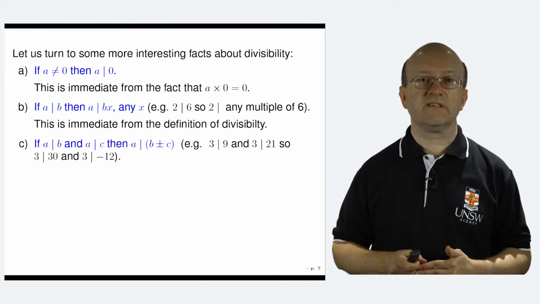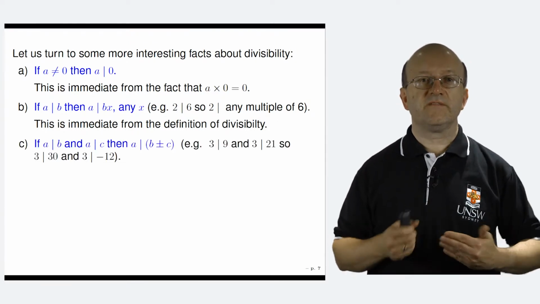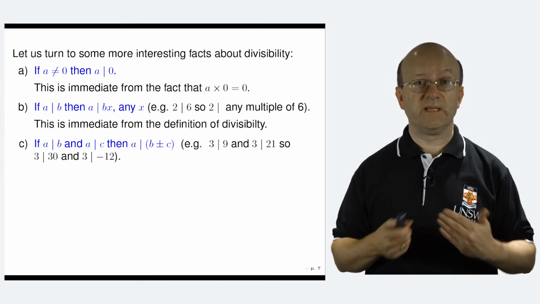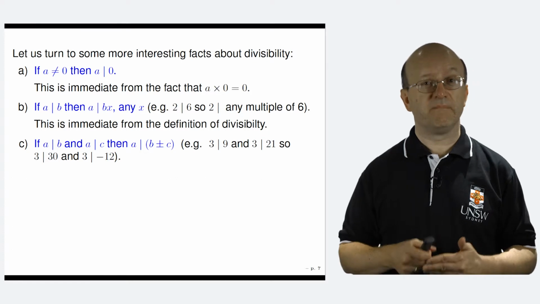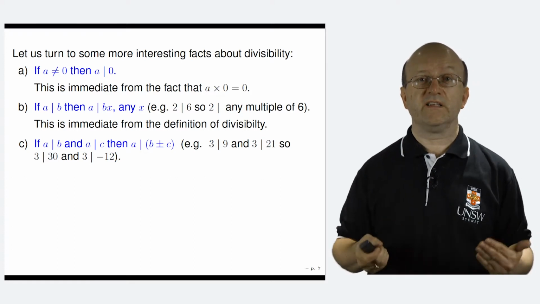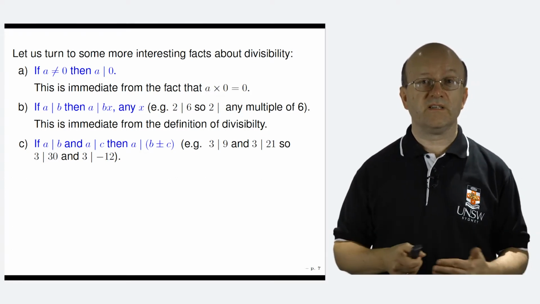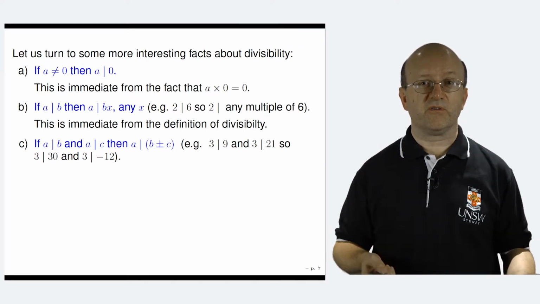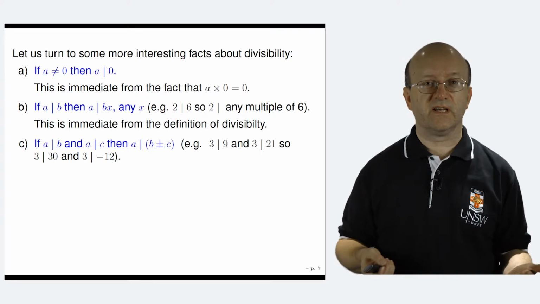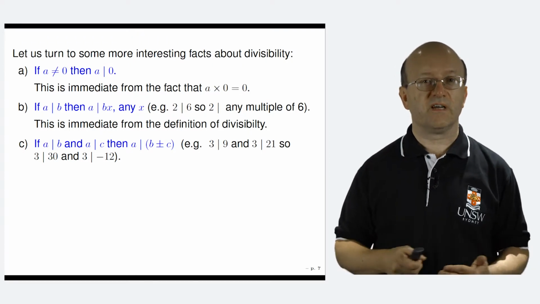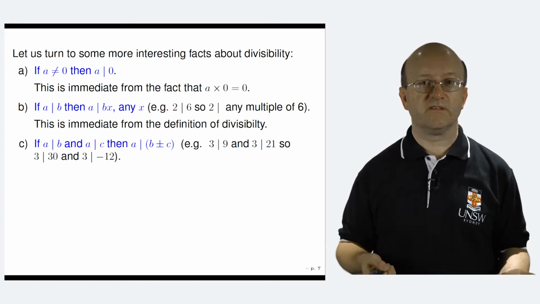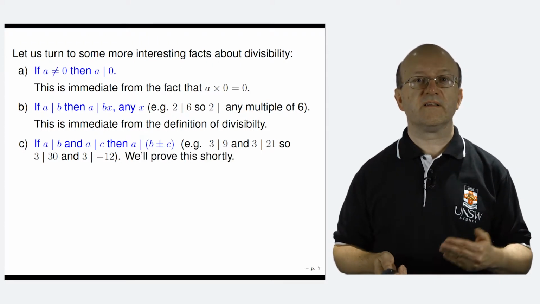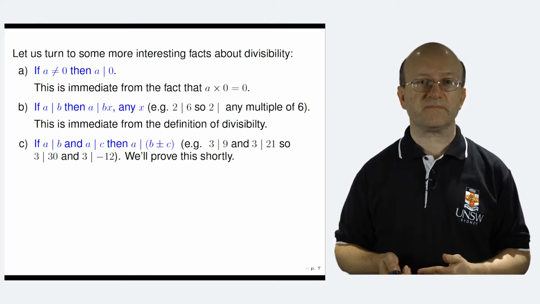Our third result, things getting a bit more interesting now, is that if A divides B and A also divides C, then A must divide B plus C and it must divide B minus C. And here's a little example for you. 3 divides 9, and we know that 3 divides 21, and so it follows that 3 must divide 30 because 30 is 9 plus 21, and it must divide minus 12 because that's 9 minus 21. I'm going to prove this result in a minute or so.